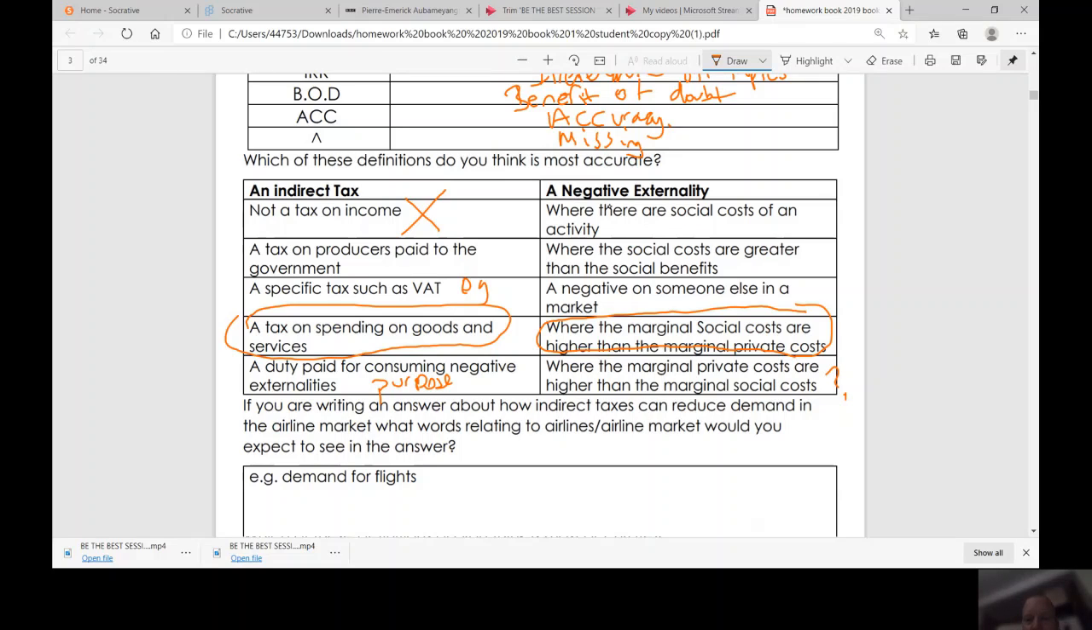A negative on someone else in a market is too vague. It's correct, but it's just vague. It's not going to get as many marks as it could. Social costs are greater than social benefits is an incorrect definition. Where there are social costs of an activity isn't correct either. So utilising some of the key terms, but not in the correct way.